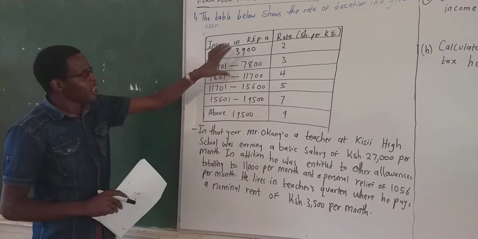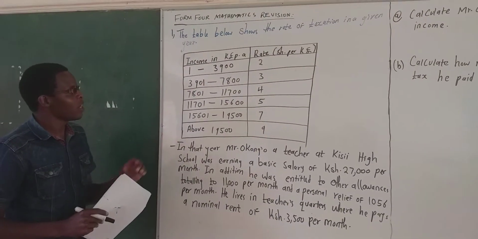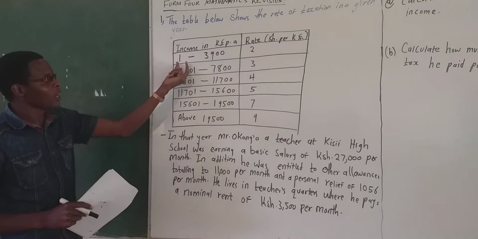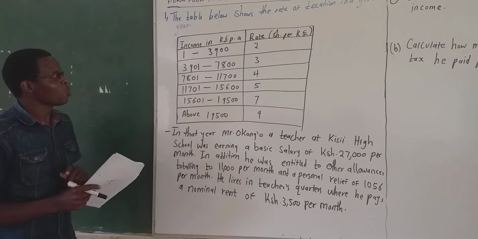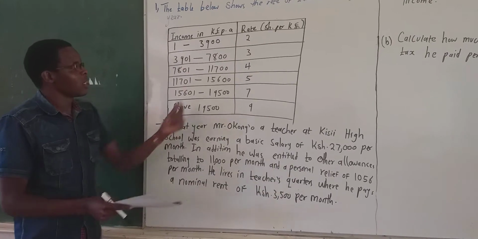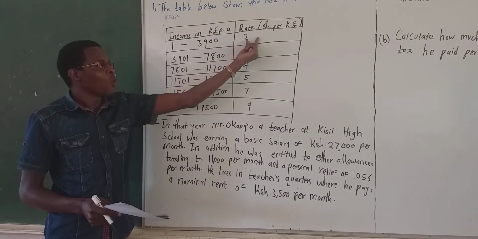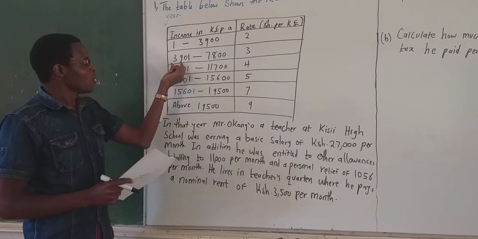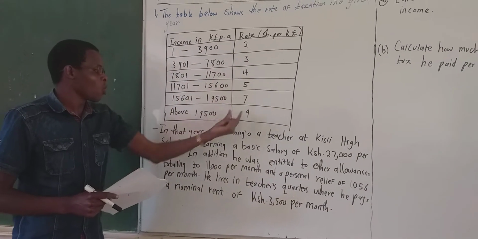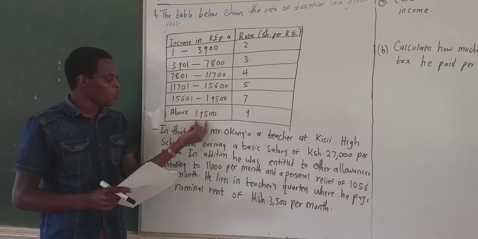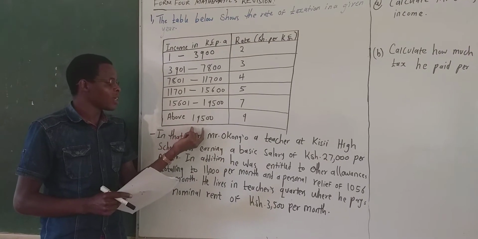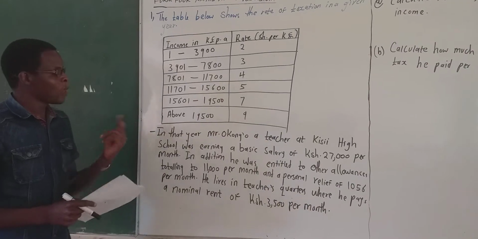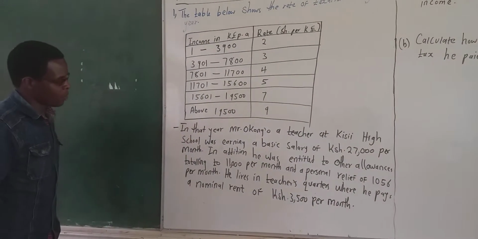Then this is the table on how the deductions were made. People earning between the bracket of 1,000 to 3,900 had a rate of 2 Kenyan shillings per pound. Those earning between this one and this one, 3 all the way to those people earning more than 19,500, the rate was 9.